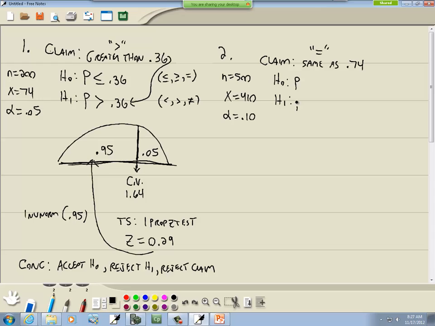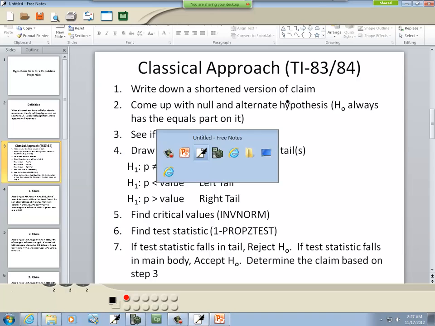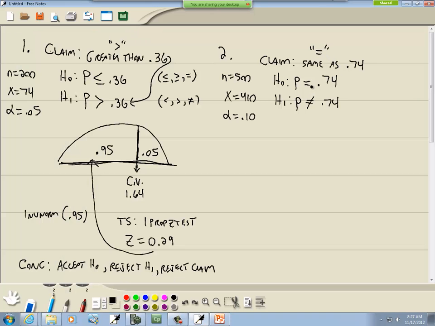These are P's again. Now equals can only go on H naught. Remember, those were our symbols. Well, if this is equals, then this is not equal. And I'll put 0.74 here. Step 3, see if claim matches H naught or H1. This is the equals, this is equals, so this one matches H naught.